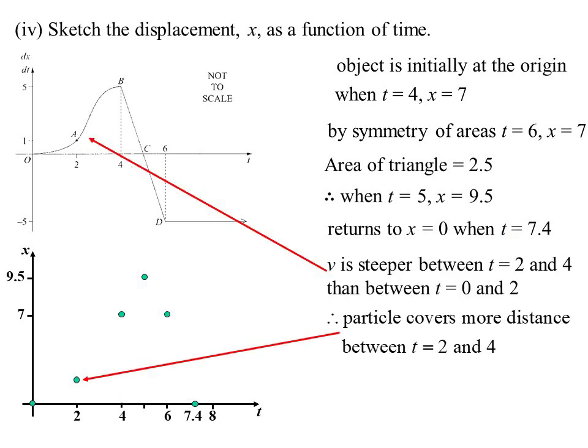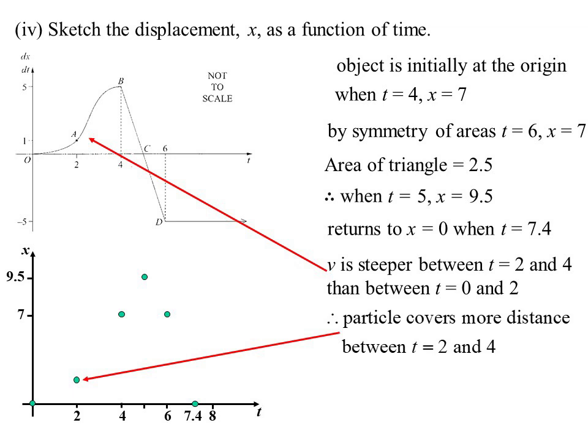Now here's the tricky bit. What to do between these dots? A is an important point here. Looking at this graph, I can see the velocity is steeper between A and B than it is between 0 and A.